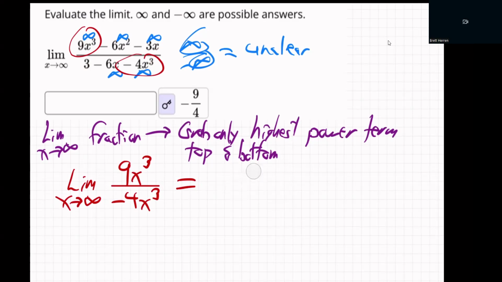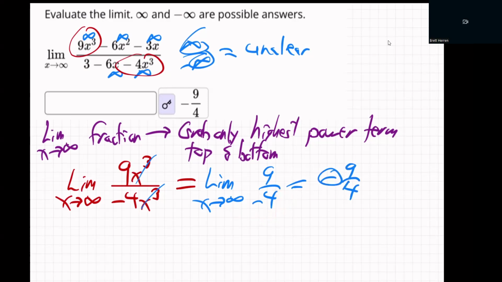Hold on. Then what happens from here? Limit as x goes to infinity, and then these cancel, don't they? 9 over minus 4. So now notice there's nowhere to plug in the infinity. The x is gone. So the answer is just negative 9/4. I brought the negative to the front; you could leave it on the bottom. It doesn't matter, it's all the same thing. There's the answer, negative 9/4, because all that matters is the most powerful term on the top and the most powerful term on the bottom.